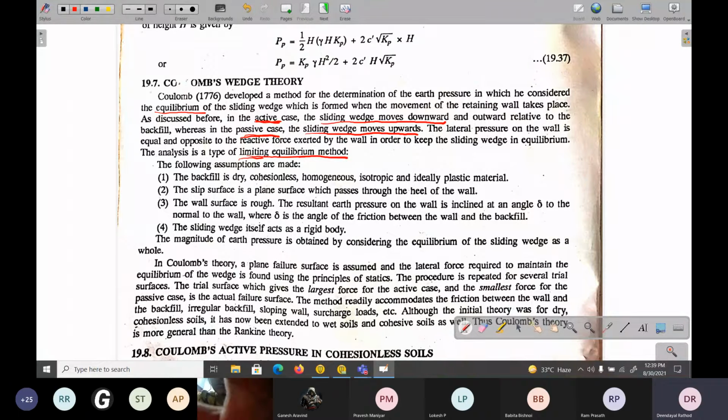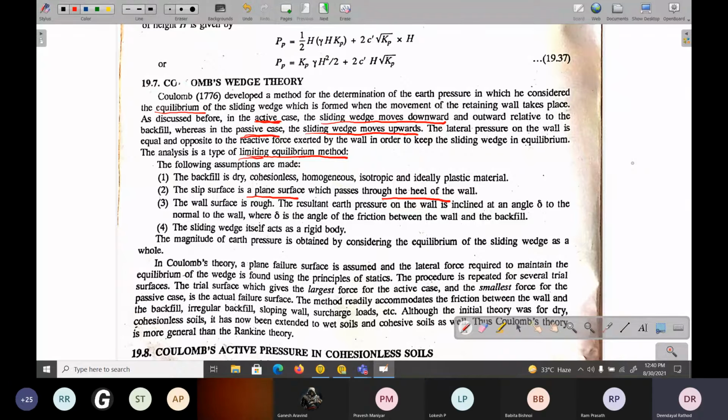The backfill is dry. It is a cohesionless soil, especially in the first case, and an isotropic and ideally plastic material at the back of the wall. And the surface of slip is a plane, which passes through the heel of the wall. Anyway, I will show that picture. So the failure plane passes through the heel of the wall.